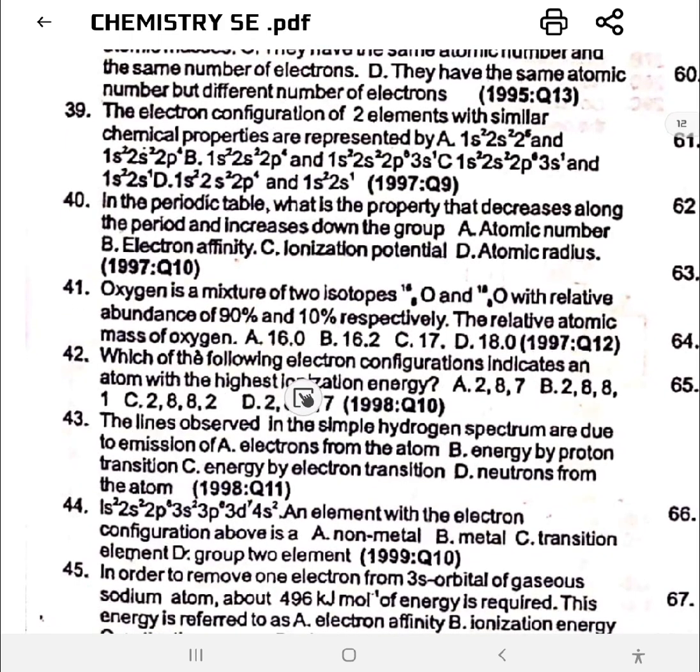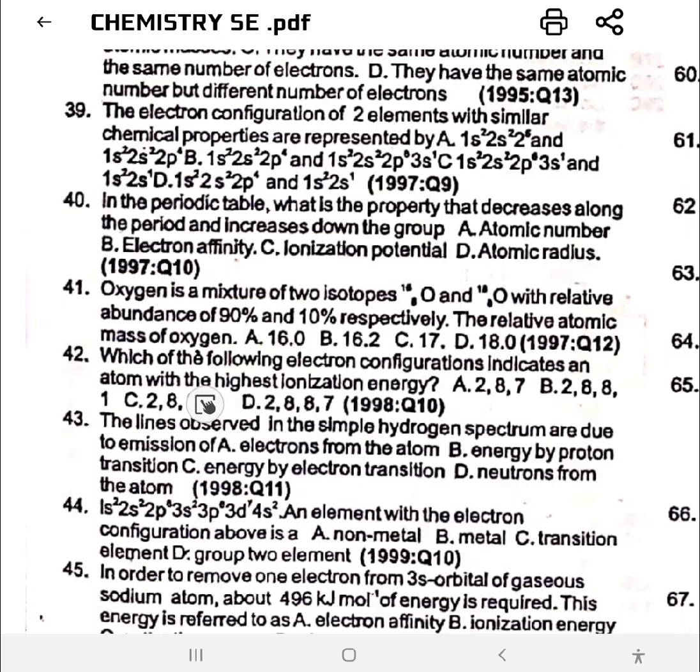42. Which of the following electronic configurations indicates that an atom has the highest ionization energy? 42 is option A. Okay, back. I would like to take this question again. Which of the following electron configurations indicates an atom with the highest ionization energy? For 42, option B and option C.